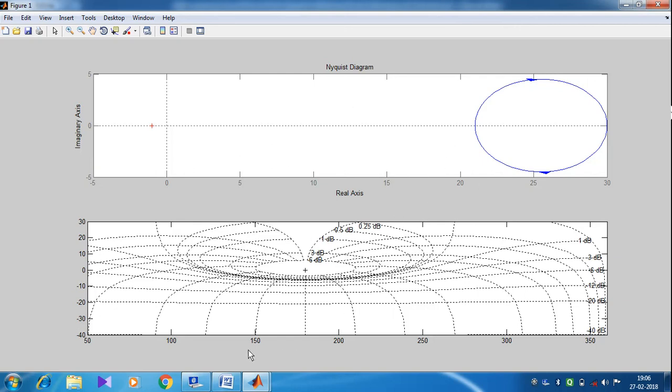So in this way we can plot the Nyquist and Nichols plot using the Matlab program.